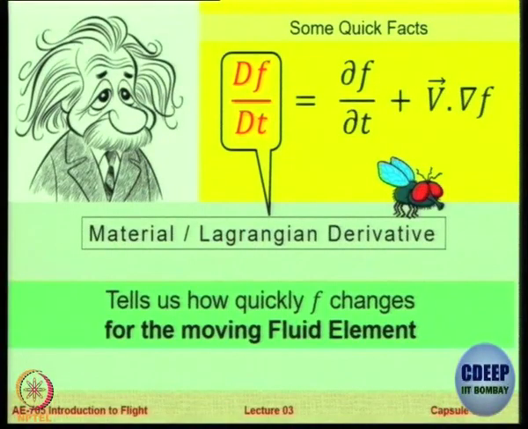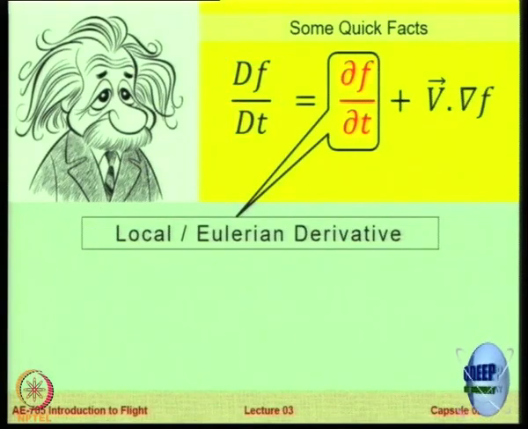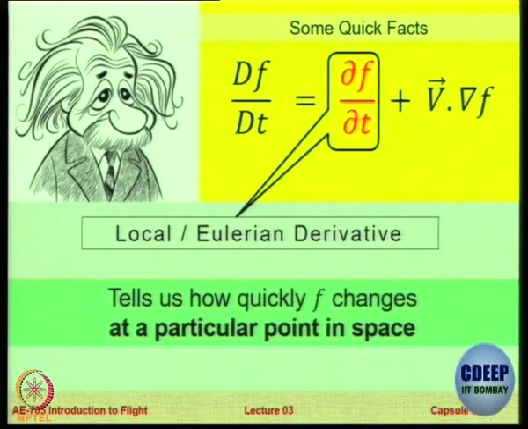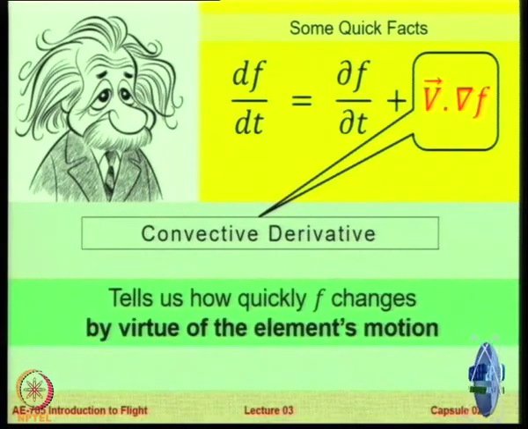What it tells us is how quickly this field function f changes for the moving element. So, this is the total story. The partial derivative or the local derivative, Eulerian derivative, tells you at a particular place what is happening, because it is a function of only time at a particular place. And the convective derivative tells you by virtue of the element's motion how f is changing. There could be some other class in which we are talking about some other, not fluid mechanics, but some other mechanics. And there the same equation might represent not motion, but something else, okay. So whenever there is motion related changes, velocity will come into picture. So the definition is very general. So now we are fully armed.